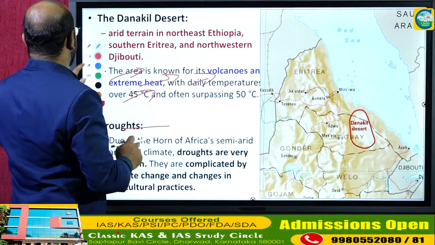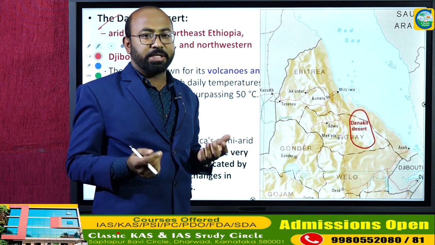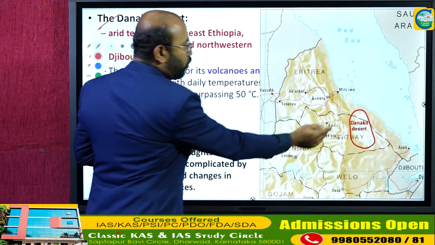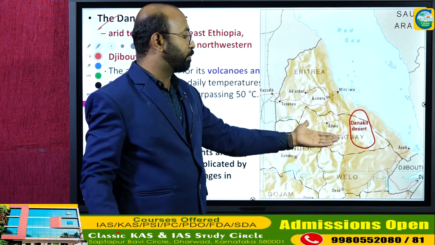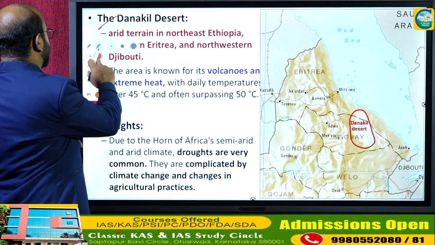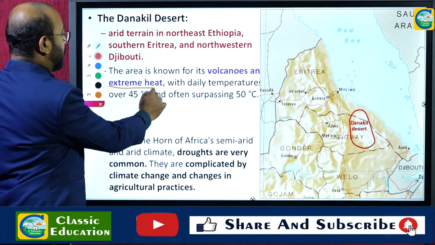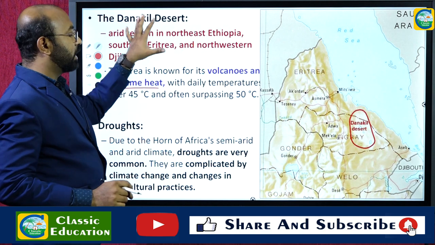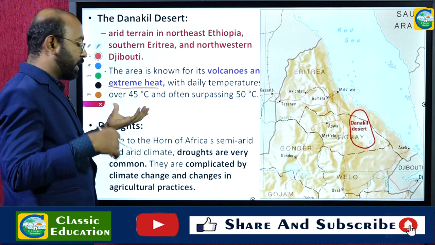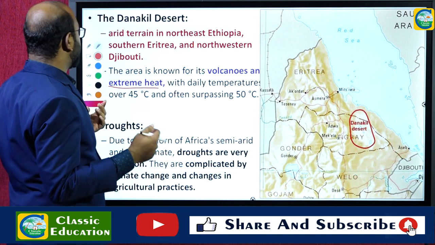Okay, then one more important feature in this region is the Danakil Desert. This is again a desert which is located in Ethiopia. This desert extends between Eritrea and Ethiopia also. Okay, so this arid region is known for extreme heat and volcanoes also. In the Danakil Desert, there is a high number of volcanoes. There is extreme temperature. It ranges between 45 degrees and 50 degrees Celsius in most parts of the year.